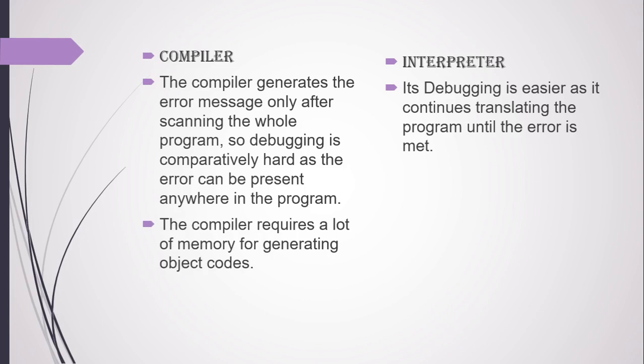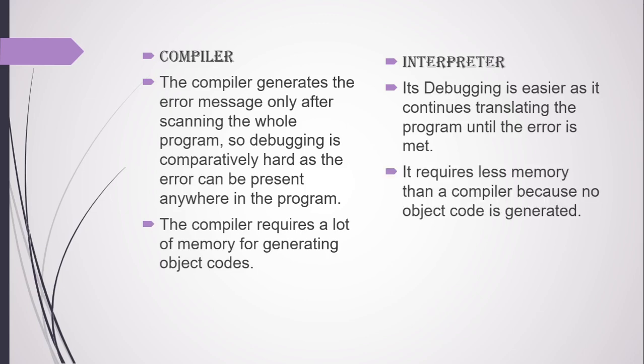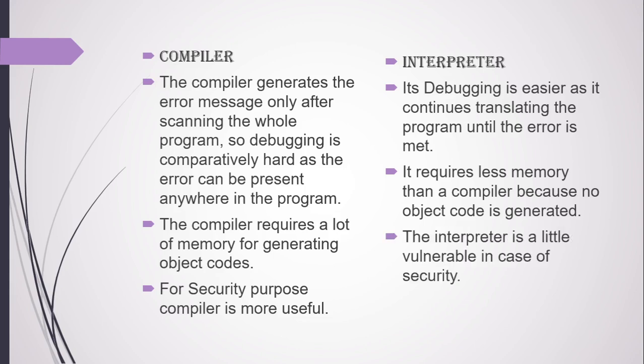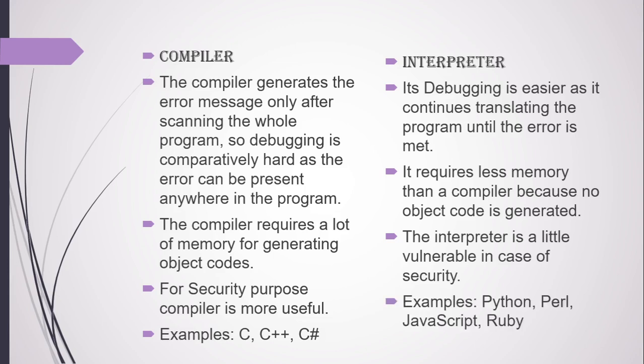The compiler requires a lot of memory for generating the object code. The interpreter requires less memory than a compiler because no object code is generated. It's simply translating line by line. For security purposes, a compiler is more useful. On the other hand, the interpreter is a little vulnerable in terms of security. As examples of compilers, we have C, C++, C#, and as examples of interpreters, we have Python, Perl, JavaScript, and Ruby.